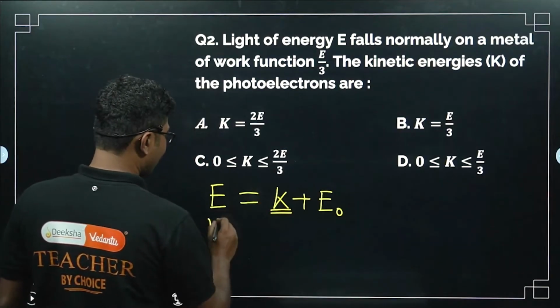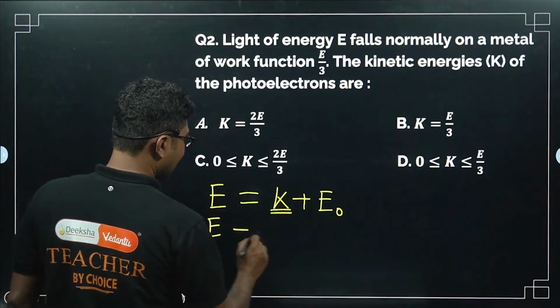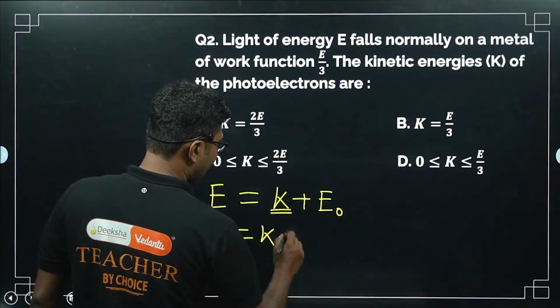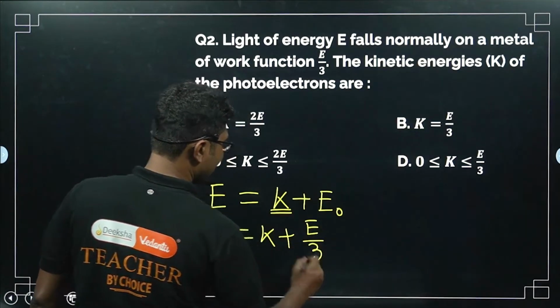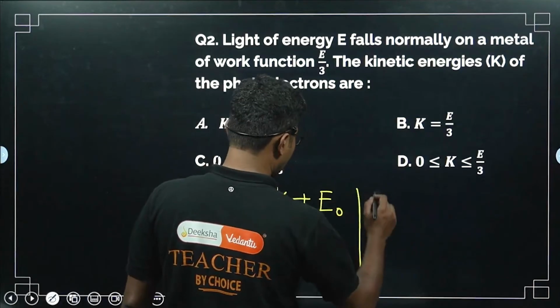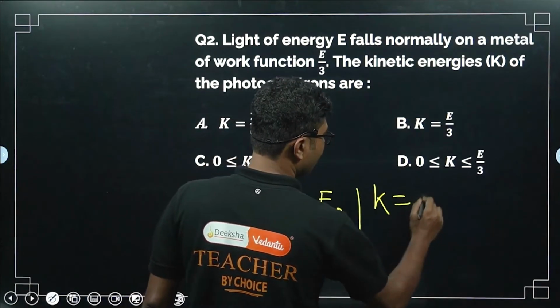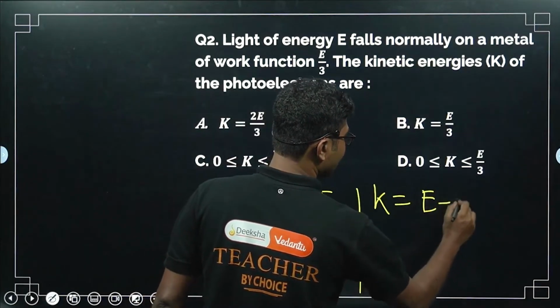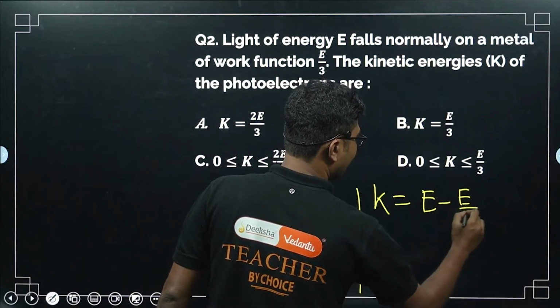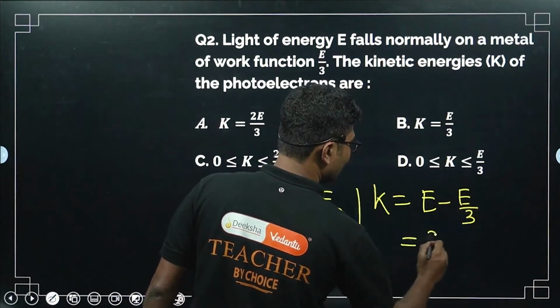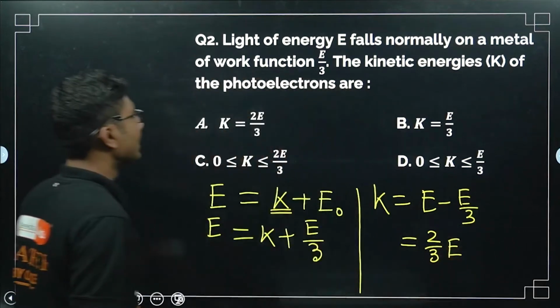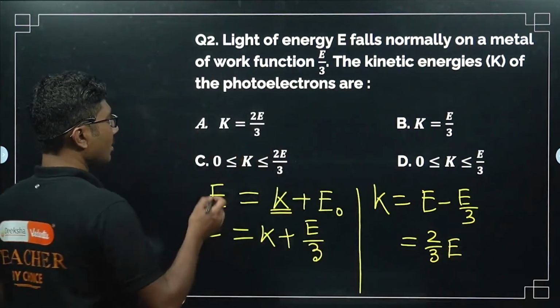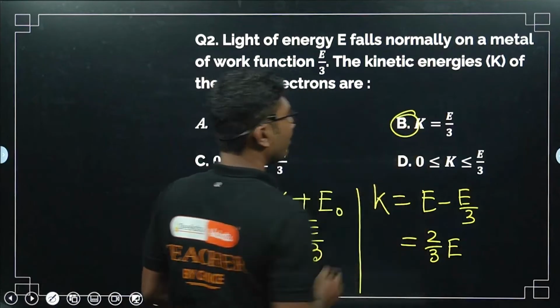So the photon has energy E, the kinetic energy we don't know, and the work function is given as E by 3. From there we can easily calculate K equals E minus E by 3. One line answer: 2 by 3 into E. This is the energy of the photoelectrons. So the correct answer is option B.